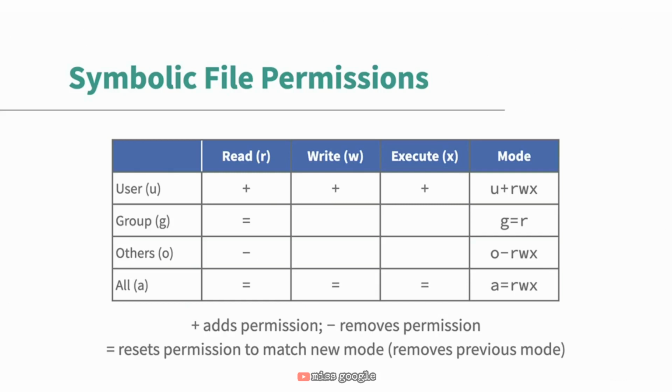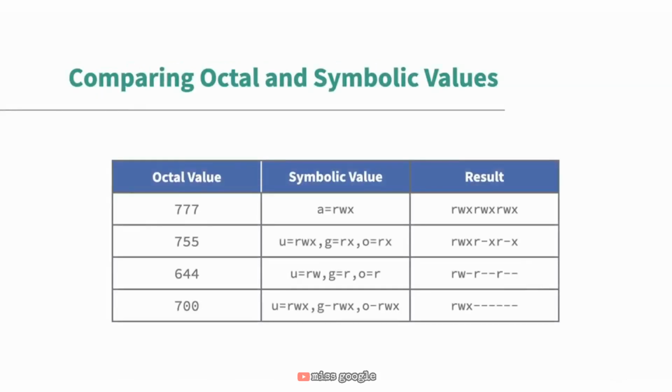Or if I wanted to set the same mode for all sections, for user, group, and other, I would use a for all. For example here, setting all equal to read, write, and execute would be a=rwx. We can line up the octal and symbolic values and see what the results are. In octal, 777 is the same as saying a=rwx. 755 is the same as saying u=rwx, g=rx, o=rx.